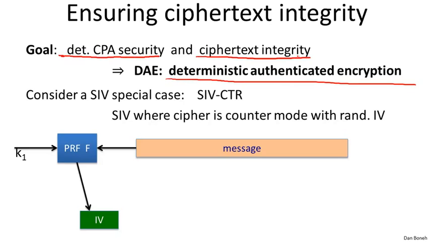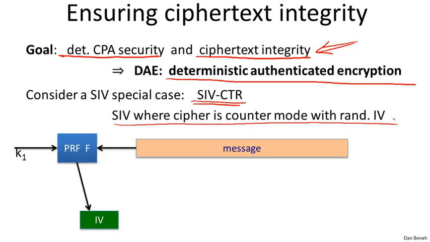Remember, ciphertext integrity means that the attacker gets to ask for the encryption of messages of his choice, and then he shouldn't be able to produce another ciphertext that decrypts to a valid message. So I want to claim that SIV automatically gives ciphertext integrity without the need for an embedded MAC or anything else. Let's see why. In particular, let's look at a special case of SIV when the underlying encryption scheme is randomized counter mode. We'll call this SIV-CTR.